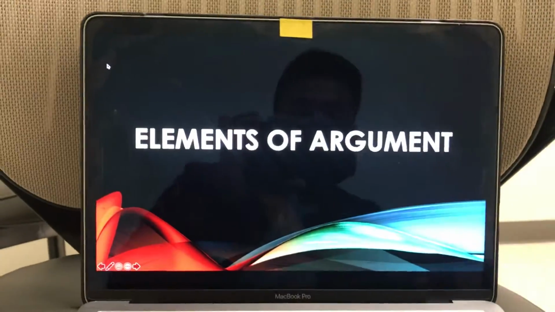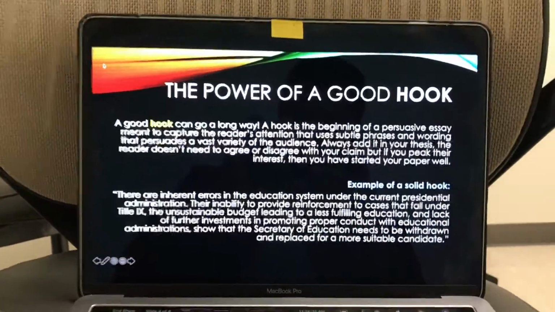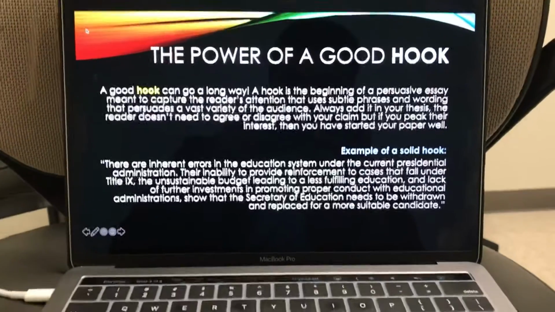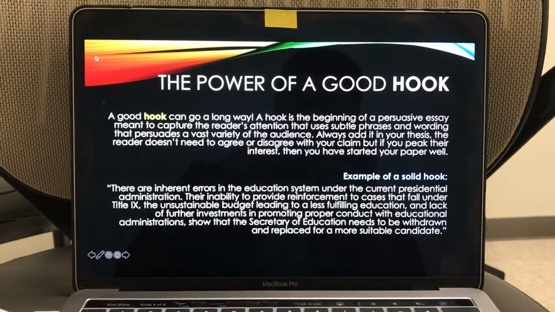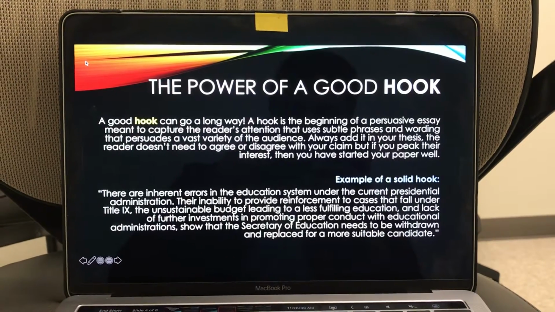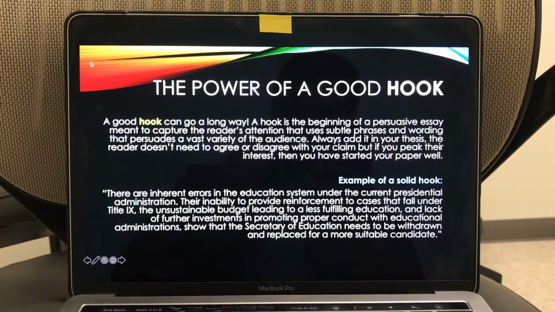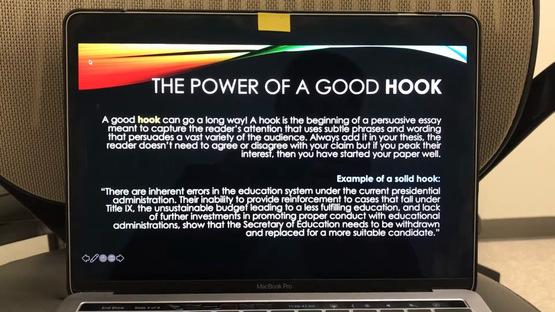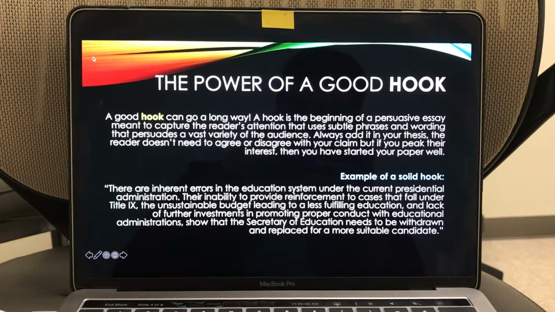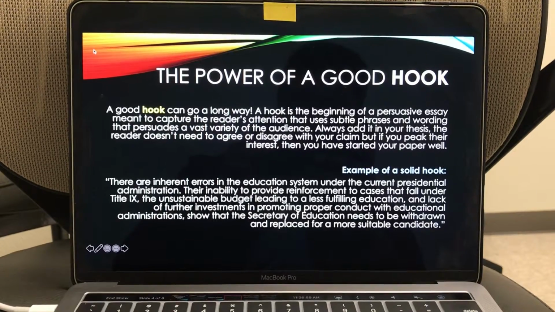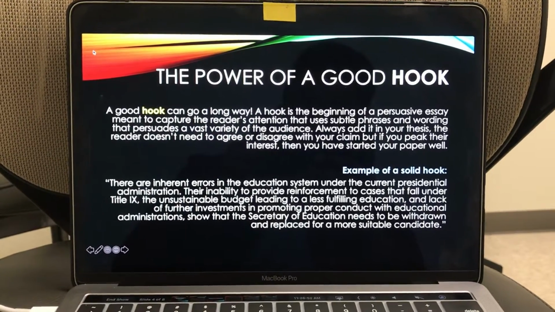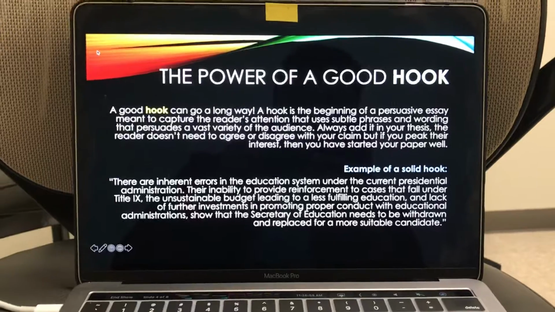Elements of argument. The power of a good hook. A good hook can go a long way. A hook is the beginning of a persuasive essay meant to capture the reader's attention. It uses subtle phrasing and wording to persuade a vast variety of the audience. Always add in your thesis. The reader doesn't need to agree or disagree with your claim, but if you pique their interest, then you'll start your paper well.